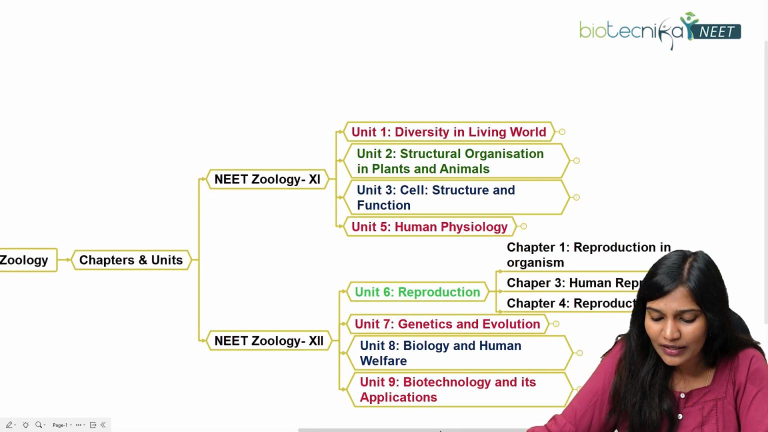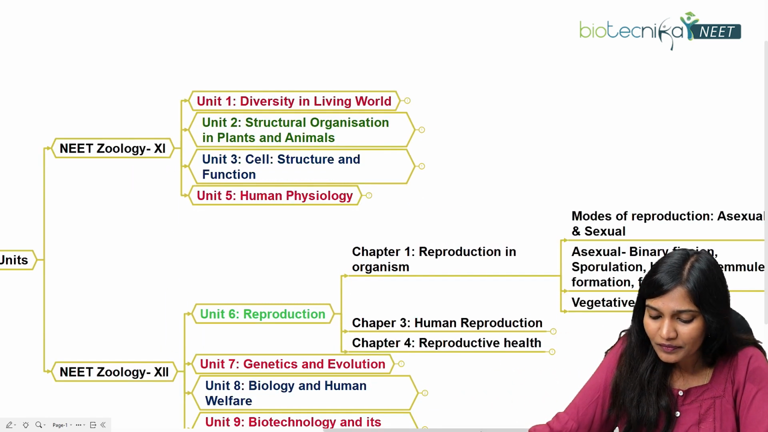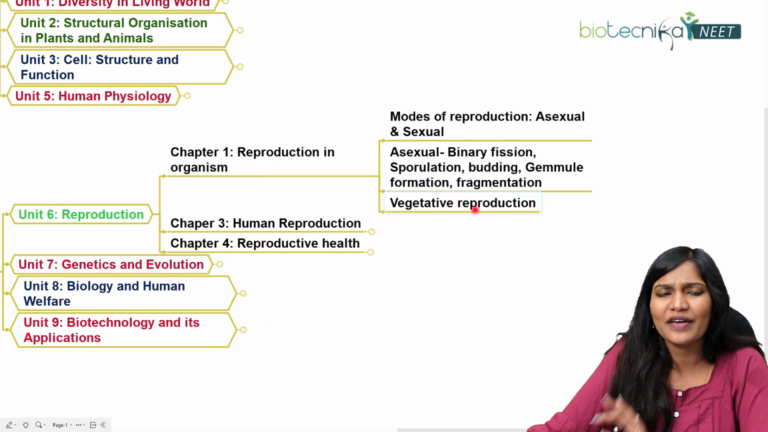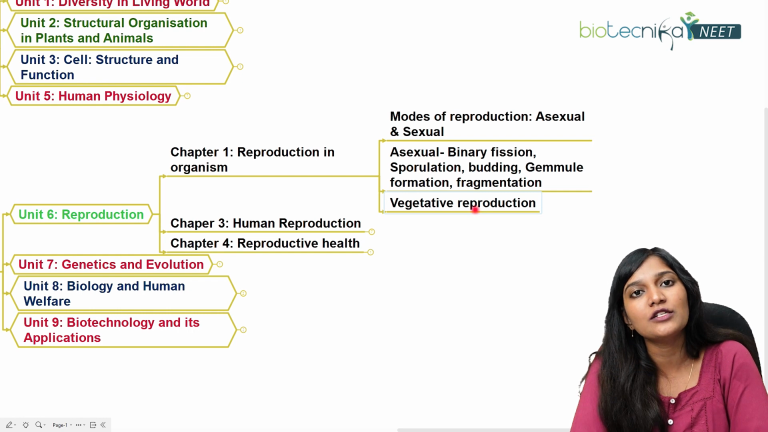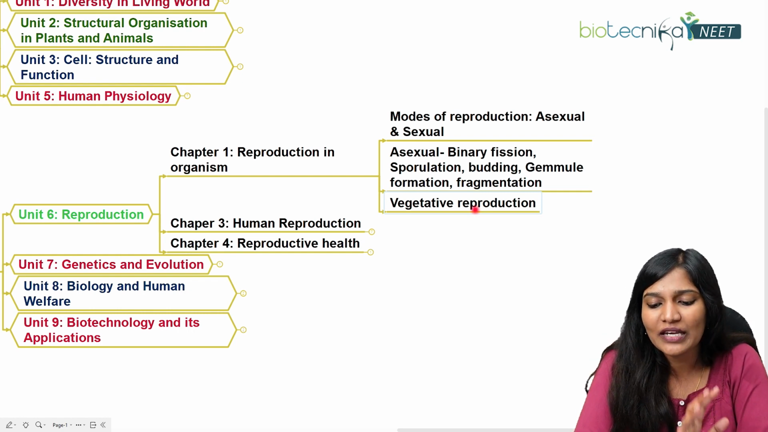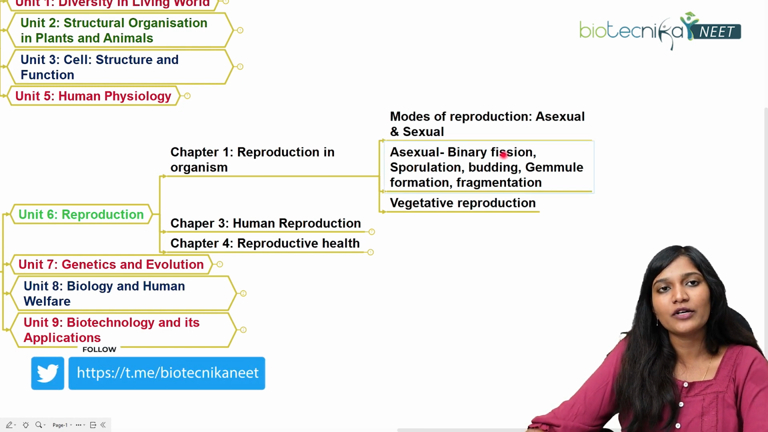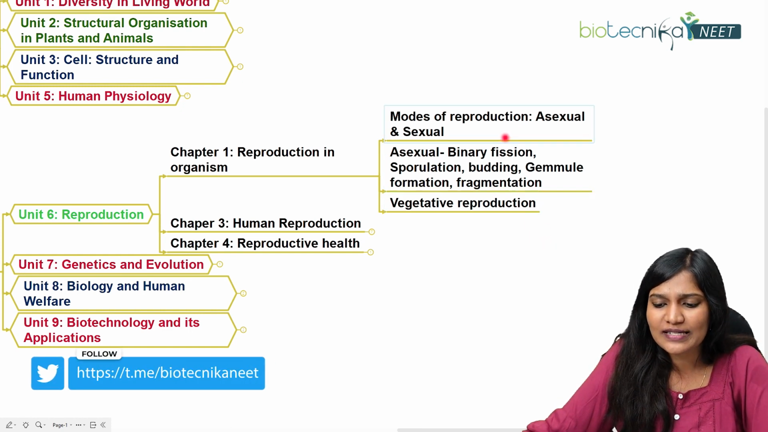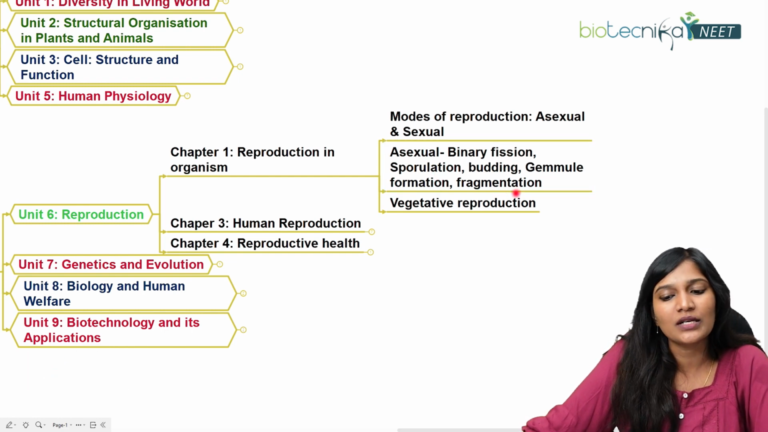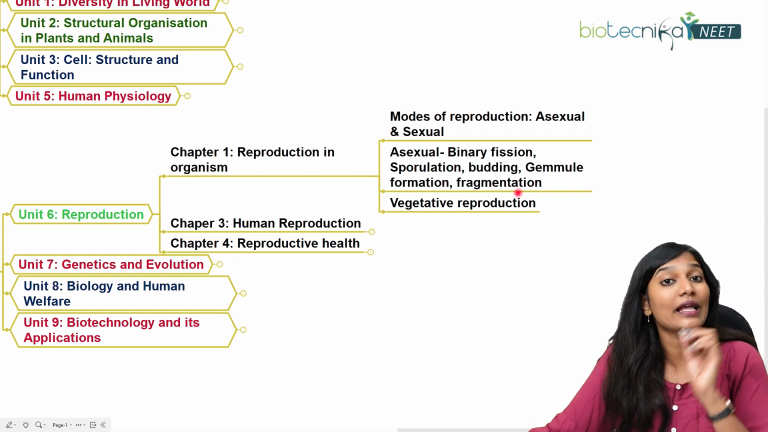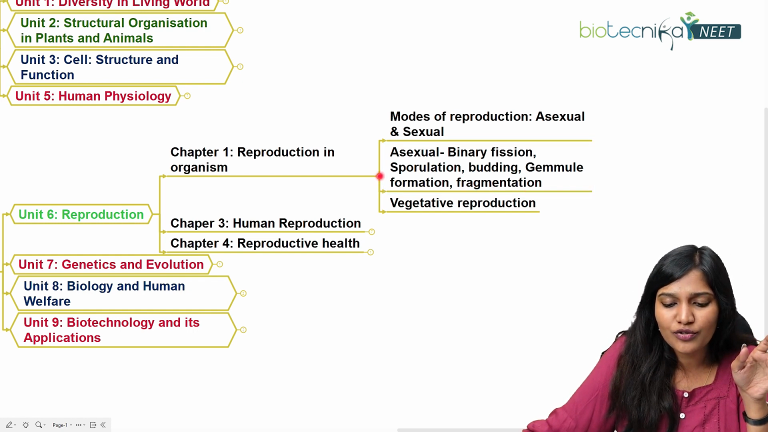Next is reproduction. Reproduction in organisms, human reproduction, reproductive health come in zoology. So reproduction in organisms is very simple. If you're going to study the kingdom Monera and the previous first unit and the second unit and the third unit, it will be very easy for you to understand. So modes of reproduction, sexual, asexual reproduction, of course vegetative reproduction, you can study it under asexual, binary fission, sporulation, budding, gemmule formation, and fragmentation, and examples are very, very important. For this chapter, I would suggest just stick to your NCERT book only.